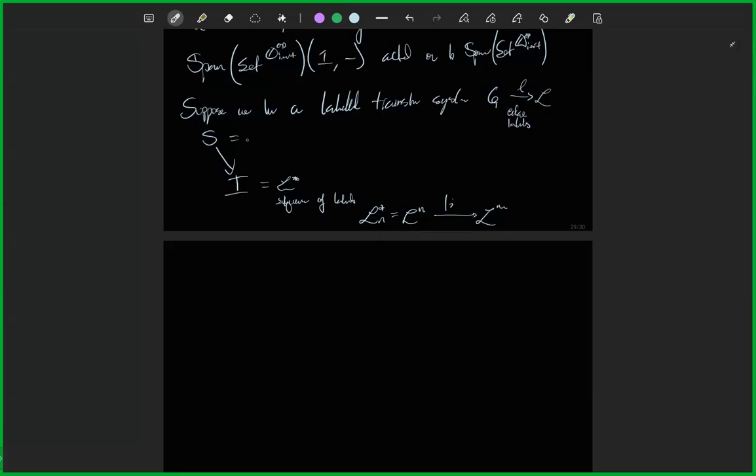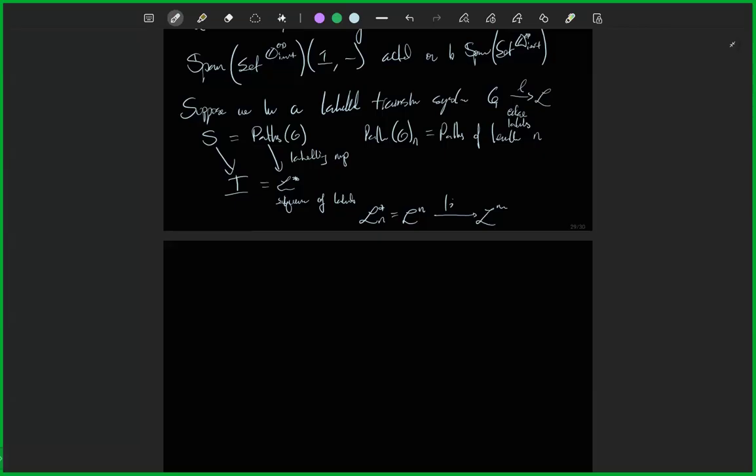Okay. And then for S_n, I'm going to take paths in G. And again, paths in G is going to be one of these sets, where this is paths of length n. And then this map is going to be the labeling map. Right? So now you can think about this. This is a reasonable notion of behavior in discrete time for a labeled transition system.